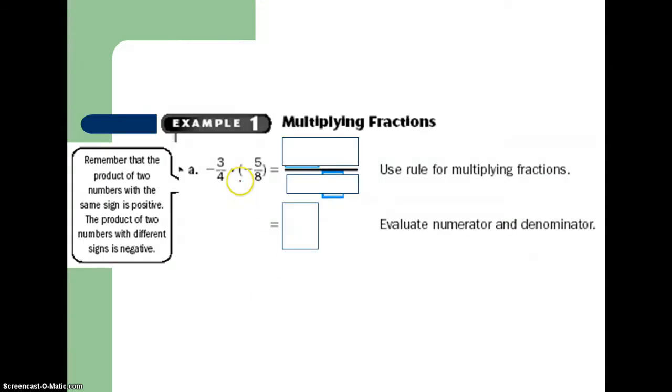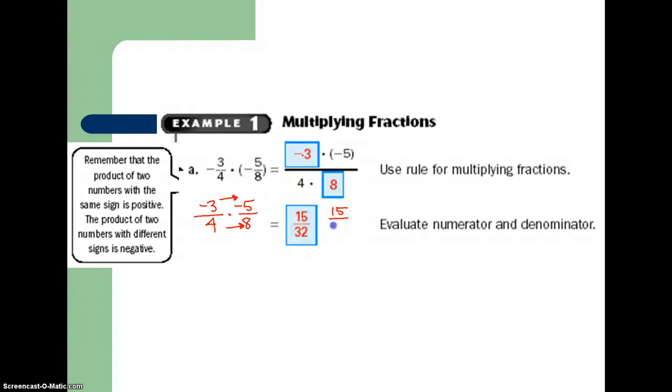Let's try example 1. Now be careful with these negatives. I actually just take the negatives and put them in the numerator, because as long as you see one negative, the whole fraction is negative. So now you multiply straight across. Negative 3 times negative 5 and 4 times 8. Remember that the product of two numbers with the same sign is positive. So you are going to have positive 15 and 4 times 8 is 32. That is your answer. Simplify if you can. In this case, you can't.